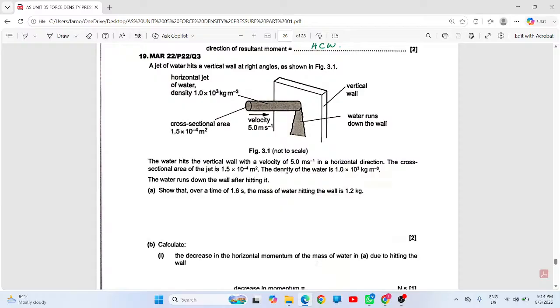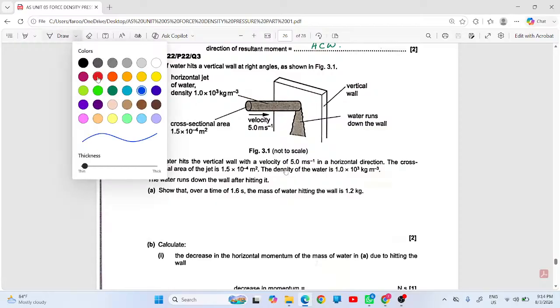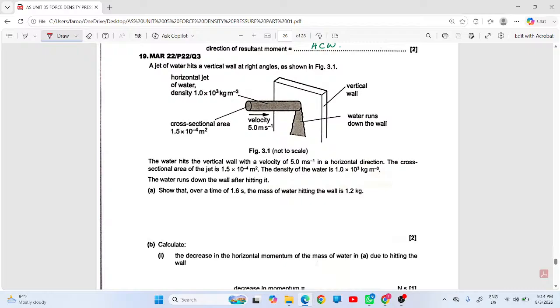So how many things are given in this question? The water is flowing and hitting the wall, and we have to find the horizontal jet of water. Density of water is given. The cross-sectional area of the pipe is given, and the velocity of the water is given. The time is also given. The mass of water hitting the wall, we have to find this. Mass is unknown. जी. अब इसमें बताएं कौन सा फॉर्मूला यूज करें.